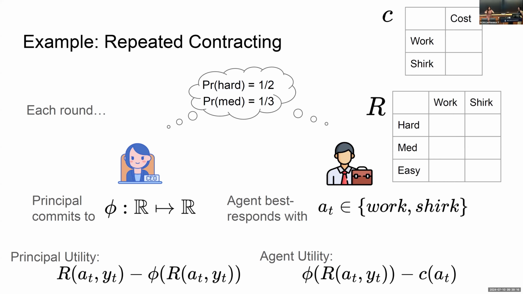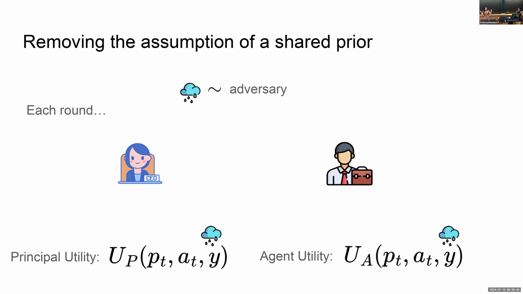In the standard assumption here, the principal and the agent have some agreement. They both have a shared prior over how likely they think the task is to be hard, medium, or easy to complete. But we are interested in removing this assumption of a shared prior. It might not be that in these repeated principal-agent settings, the principal and the agent have exact agreement over what they think the distribution is, or that they're right. These are both assumptions that are implicit in the previous model.